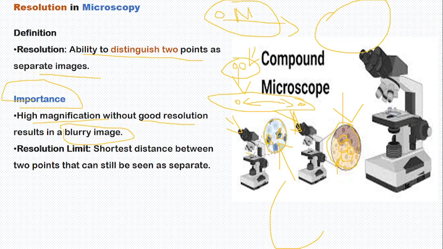So without good resolution, your image is going to be a blurry, vague image. It is not going to be clear. So resolution limitation means the short distance between two points that can still be seen as separate, okay? If the limitation is small, this is the limit. I hope you are understanding.